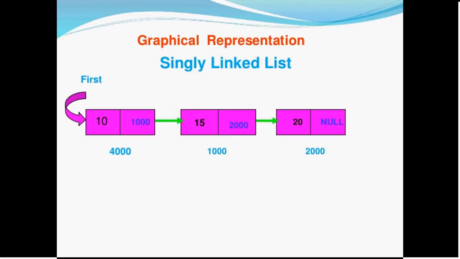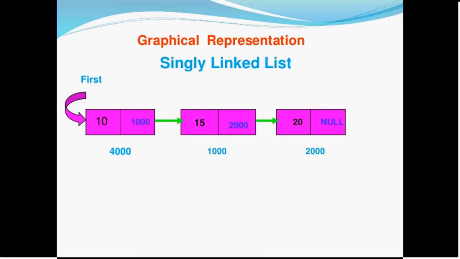First, the start or head contains the address of the first node, that is 4000. So 4000 is the address of the first node. This node is divided into two fields. First is the data field that captures 10 as an integer type of value, and second contains 1000, that is the address of the next node. The same scenario repeats with respect to the second node, and then we come to the third node, the last node of this particular linked list.